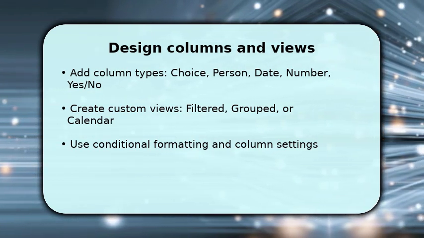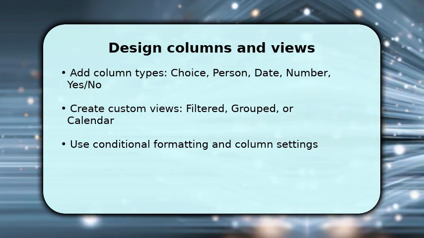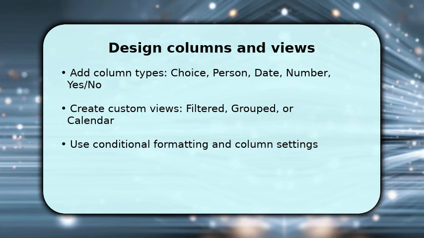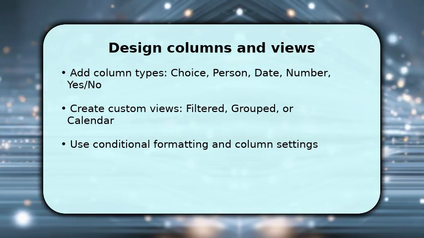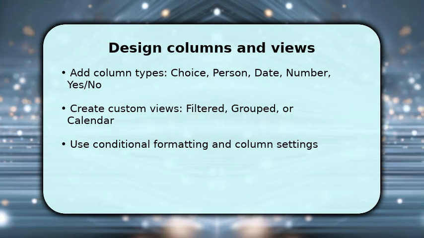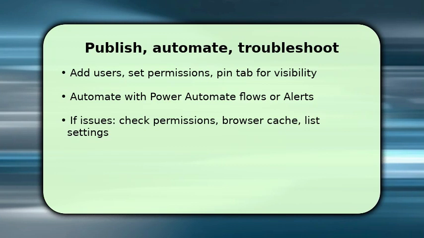Once set, apply conditional formatting to highlight priorities and use column settings to enforce data types. Make sure to test creating a sample item. Finish by sharing and automating. Add members to the channel, adjust list permissions, and pin the tab for quick access.